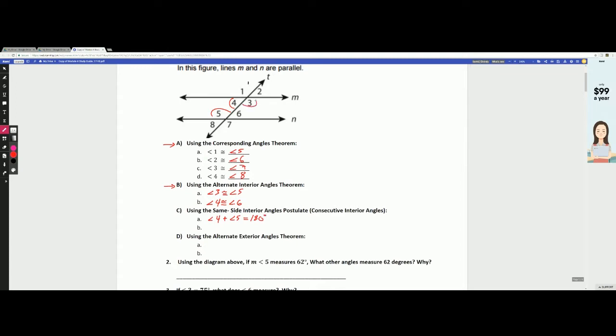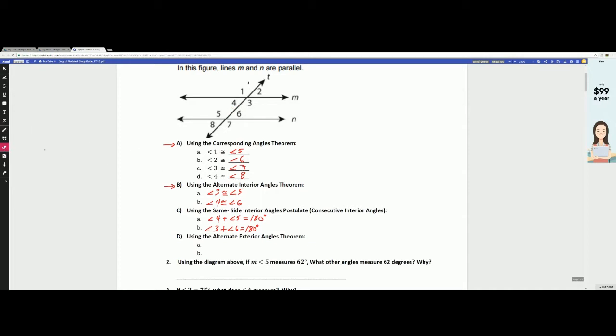Angle 3 and 6 are also same side, so angle 3 plus angle 6 should also be 180. They are supplementary angles. Not like corresponding and alternate interior, which are congruent to each other. Same side angles are not congruent. They are supplementary, and they should always add up to 180.